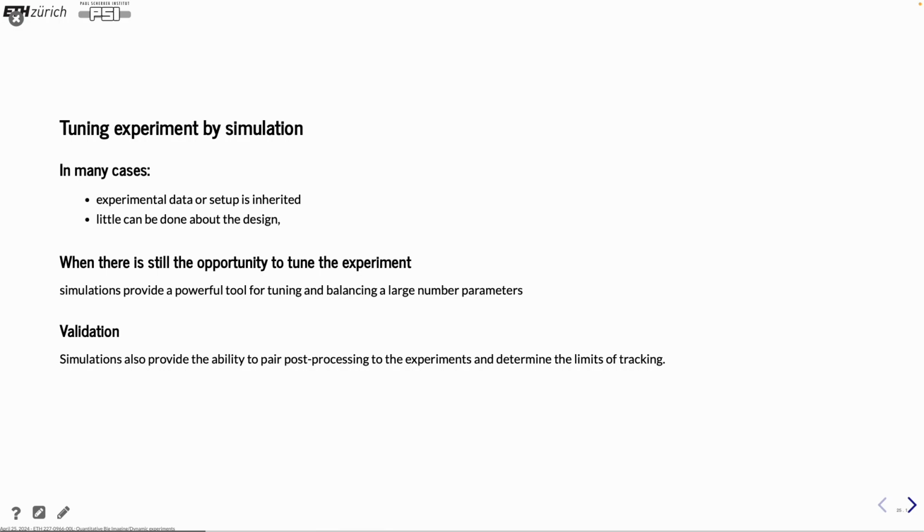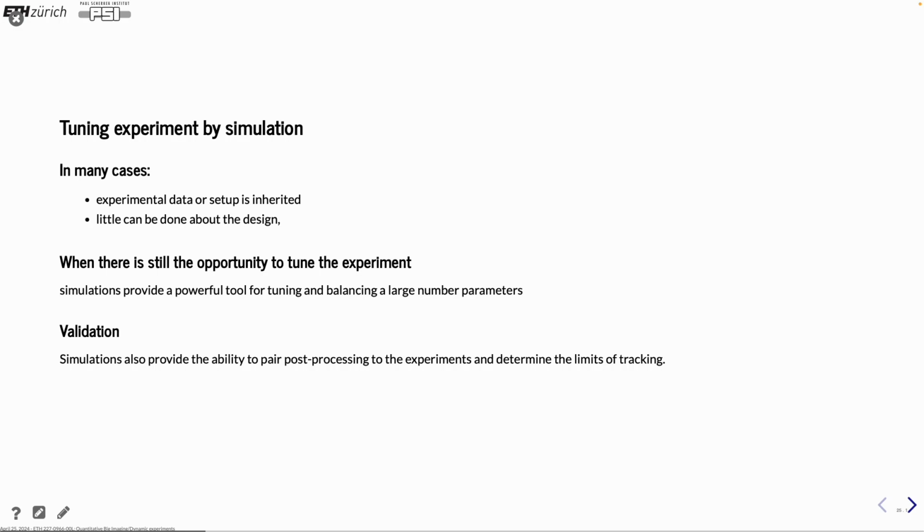Then sometimes, so first of all, beam time or time at the instrument is expensive. So sometimes it makes sense to start doing some simulations to tune in which are the relevant parameters of the experiment.